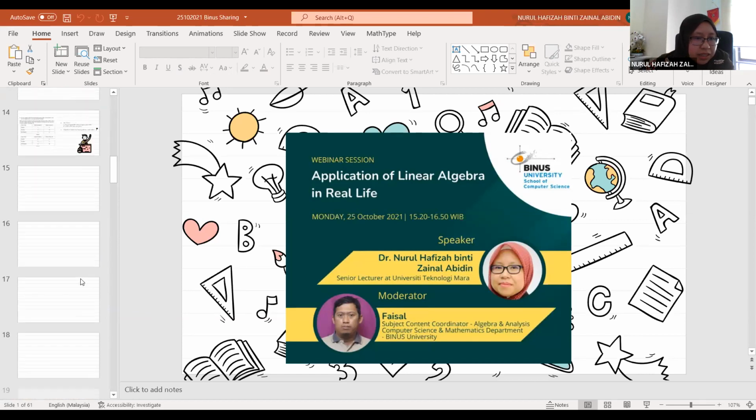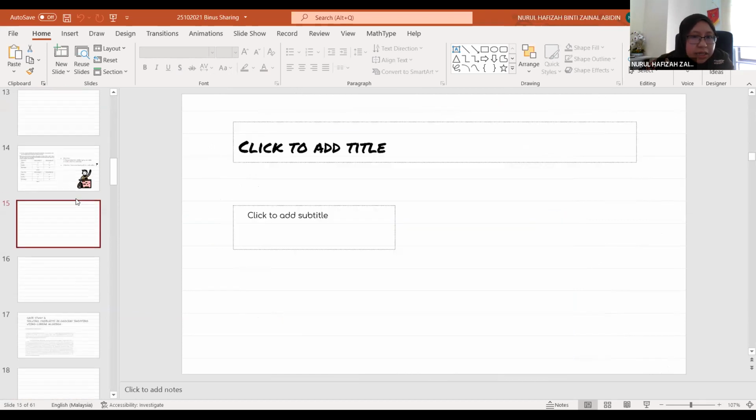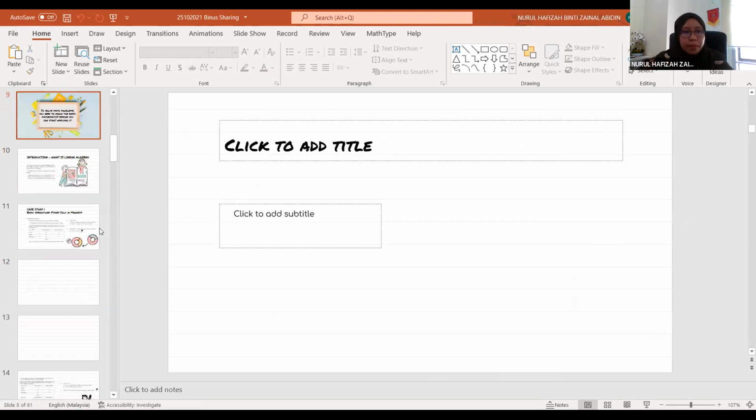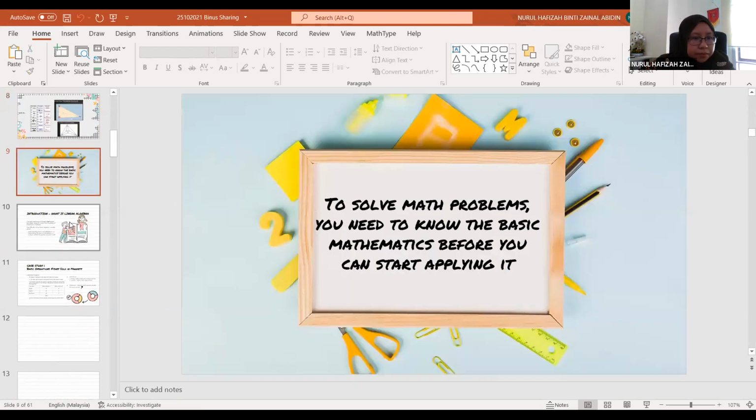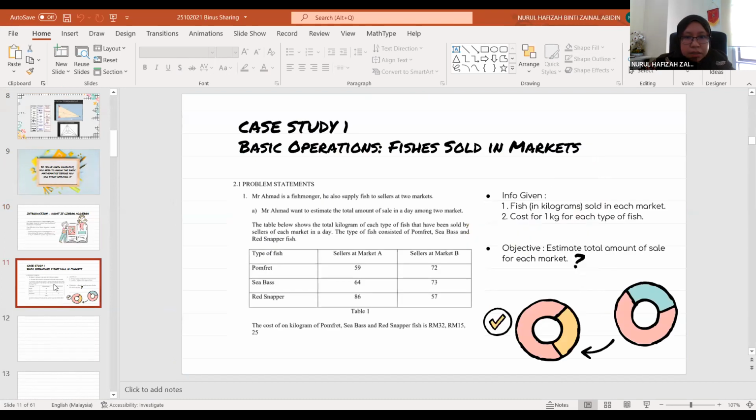Okay, these are the case studies that I showed here, actually from my students. I take from their work, because they need to do one group assignment. They need to find one case study related to linear algebra. So many of them use, I think because my topic is matrices, so I only take matrices case studies.